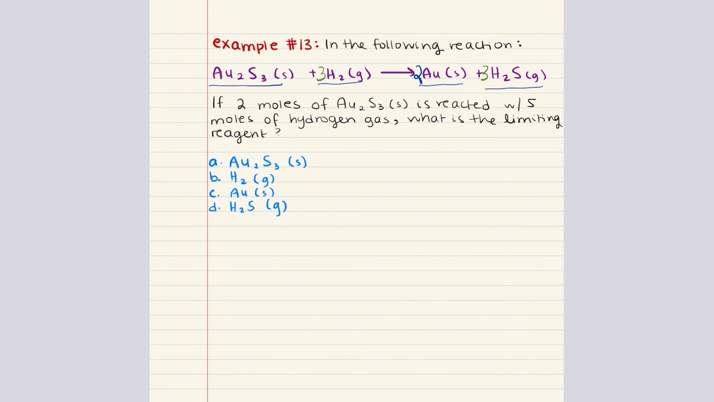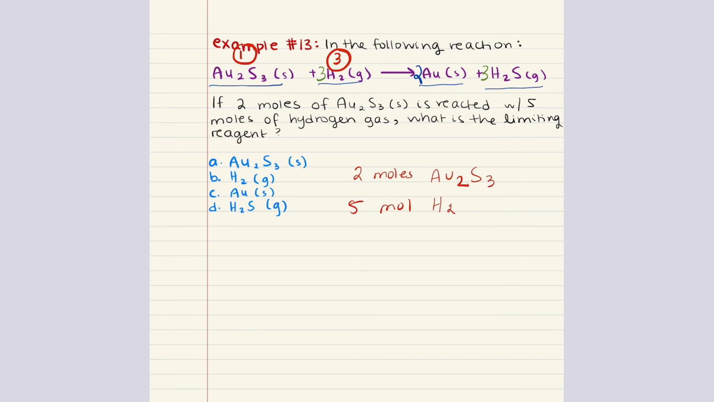Now we're given some interesting information. We're said if we have 2 moles of gold 3 sulfide and we have 5 moles of hydrogen gas, what is the limiting reagent? Now from the balanced equation, we see that for 1 mole of gold 3 sulfide, it reacts with 3 moles of hydrogen gas.